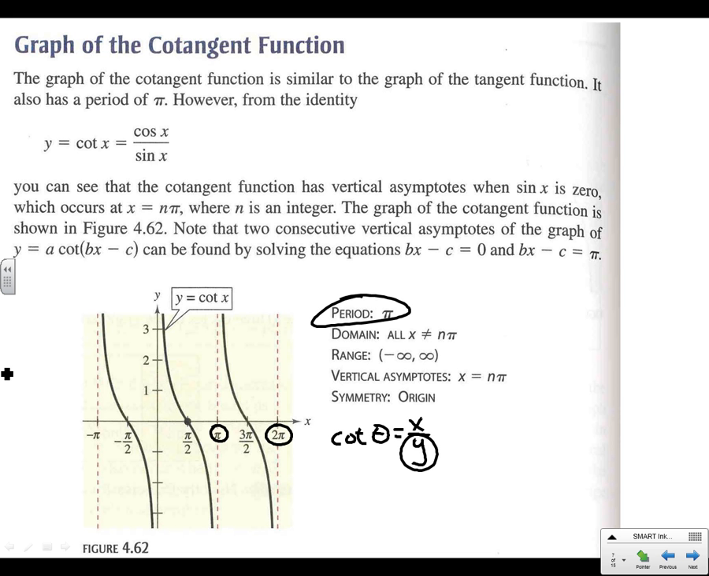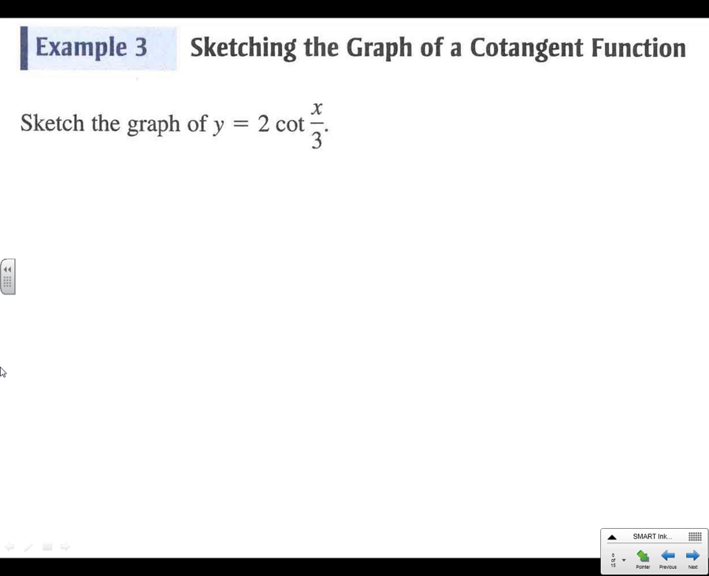So let's look at the shape. If we were to do the first period, we would have an asymptote at 0 and another one at the full period here of pi. So it's shifted over a little bit from tangent. It's no longer centered on the origin. It's centered halfway between 0 and the period. So let's see if we can graph this.